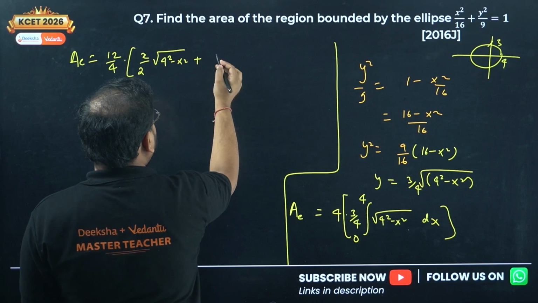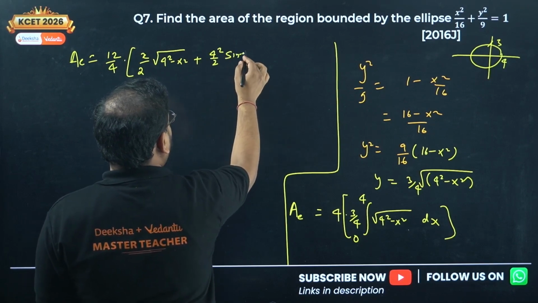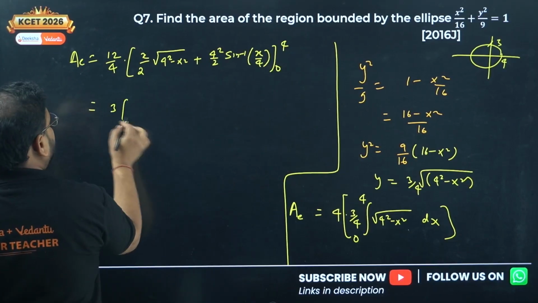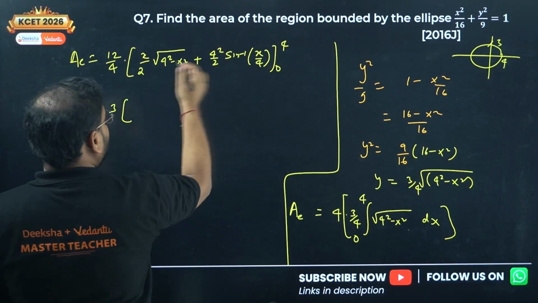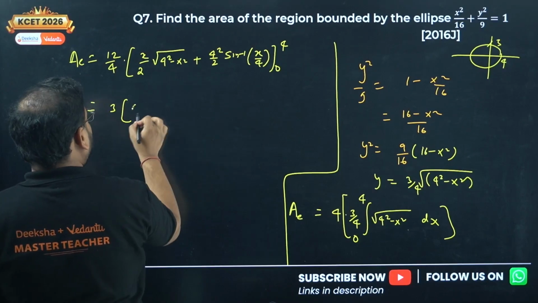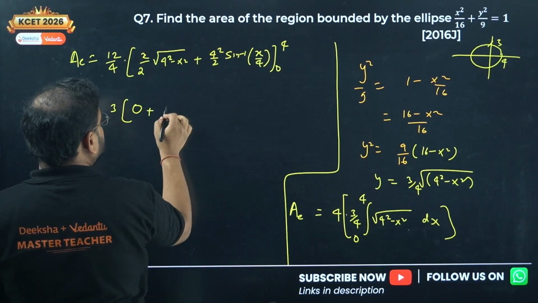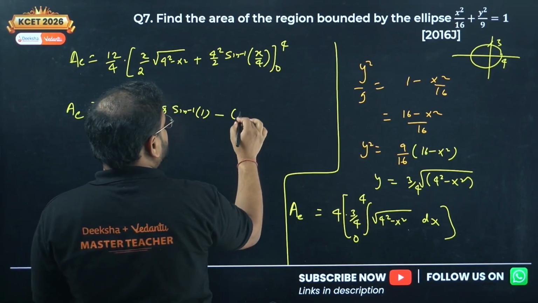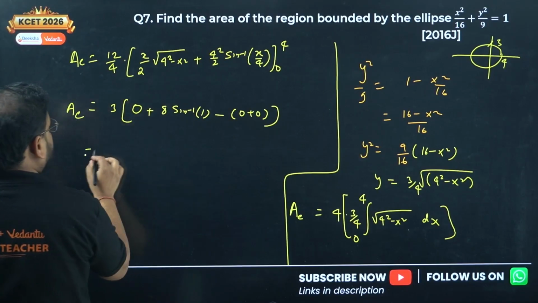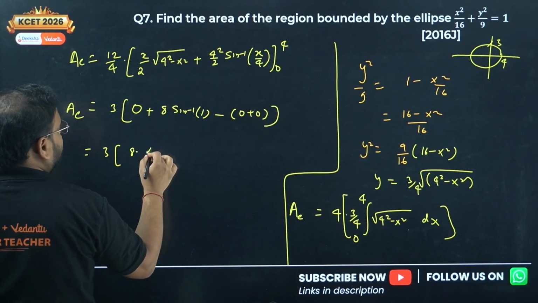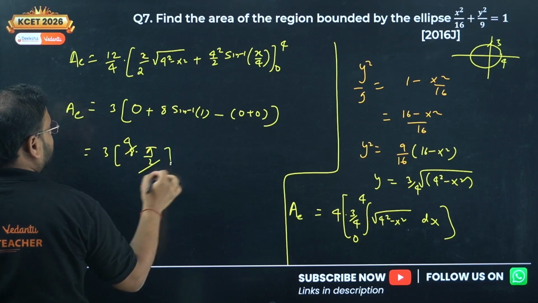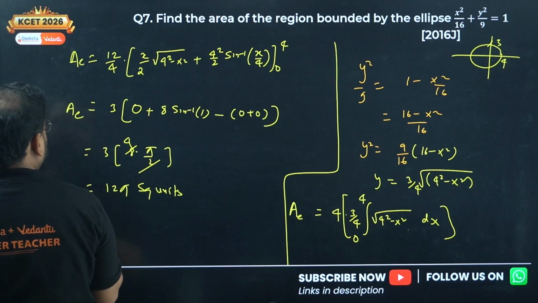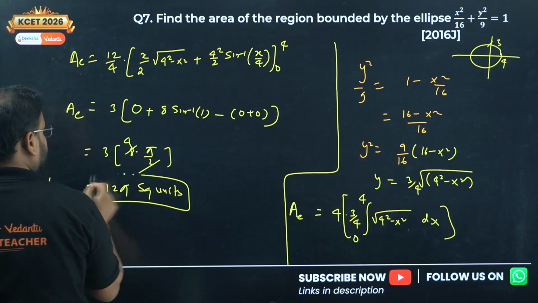plus a square by 2, means 4 square by 2, sine inverse of x by 4, from where to where? From the limit 0 to 4. Area of ellipse. Check here, put the value 4, it will become 4 square minus 4 square, so 0. 4 square is 16 by 2 is 8, sine inverse of 1, 4 by 4 is 1. Minus lower limit is both 0. So 3, I have 8, pi by 2, 4. What's my answer? 12 pi square units. This is your area of the ellipse E.